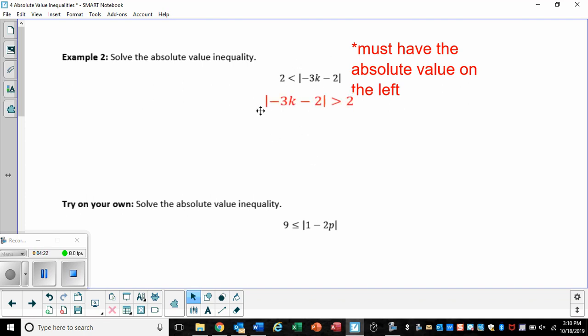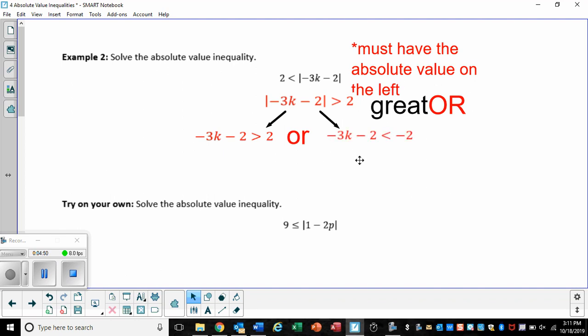So now I have the absolute value of negative 3k minus 2 is greater than 2. Since the absolute value is by itself, I can figure out how to split it. So I come up with the 2 inequalities. It's a greater than symbol, so it's going to be the word or in between. The first one, I keep it all. The second one, I'm going to keep, flip, and change. So I'm going to flip the sign and change this to be a negative 2.